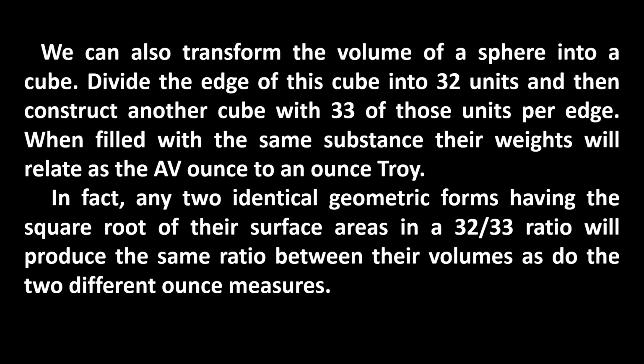We can also transform the volume of a sphere into a cube. Divide the edge of this cube into 32 units, and then construct another cube with 33 of those same units per edge. When filled with the same substance, their weights will relate as the avoirdupois ounce to a troy ounce. In fact, any two identical geometric forms having the square root of their surface areas in a 32 to 33 ratio will produce the same ratio between their volumes as do the two different ounce measures.